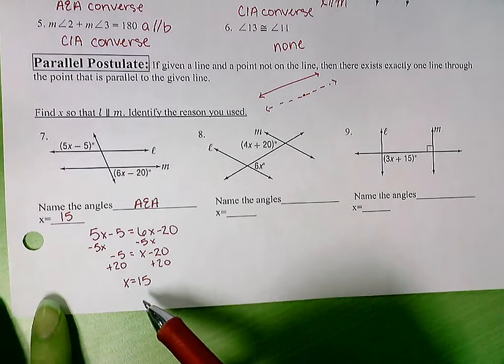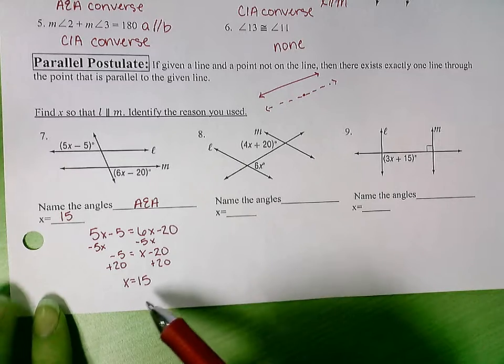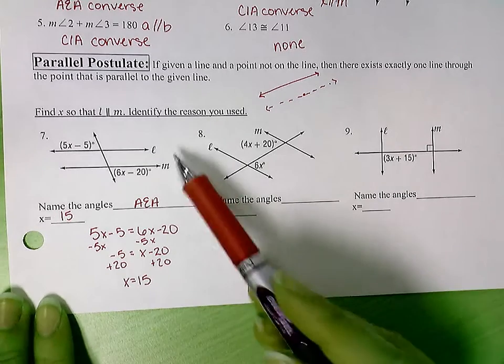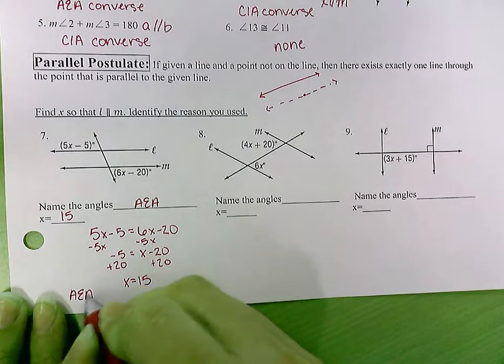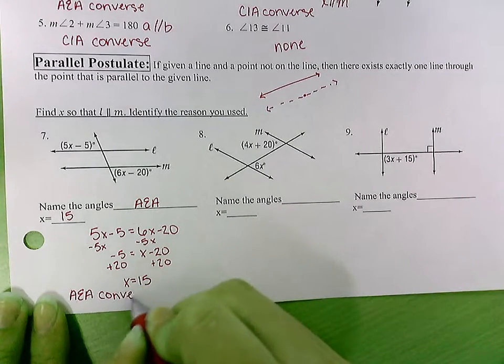Now that I found what X is, my reason behind these lines being parallel would be the alternate exterior angle converse.